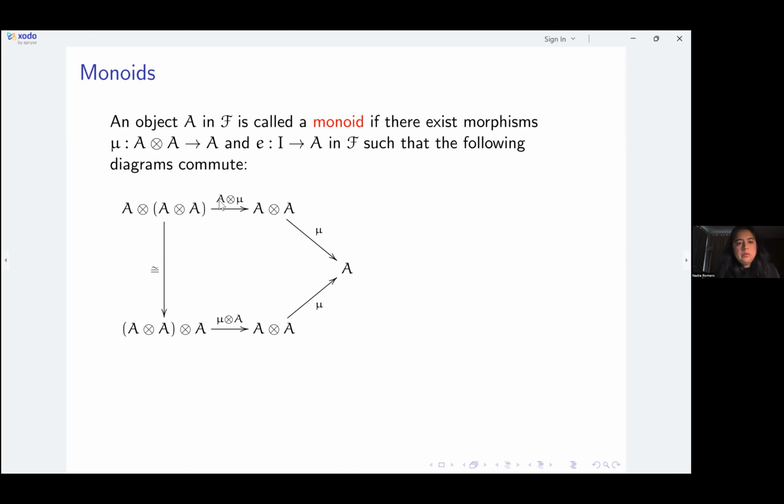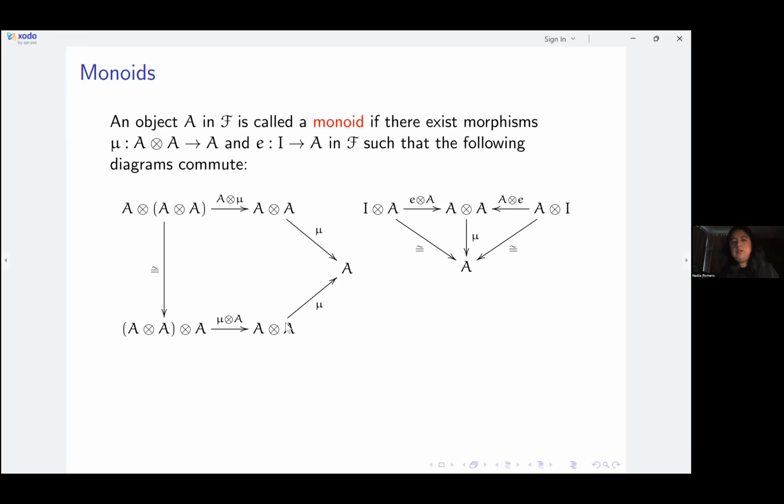I also want to note here that for the identity arrow of an object, I only write A. Also, the object is A, the identity arrow is also A. So here when I say A tensor mu, it means the identity A tensor mu. What we're saying on the top is that if we take the identity and mu, and then mu, this should be the same as taking mu, the identity, and then mu. As you can see, this says essentially that the product is associative.